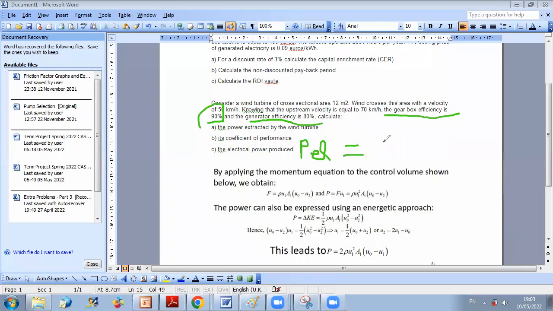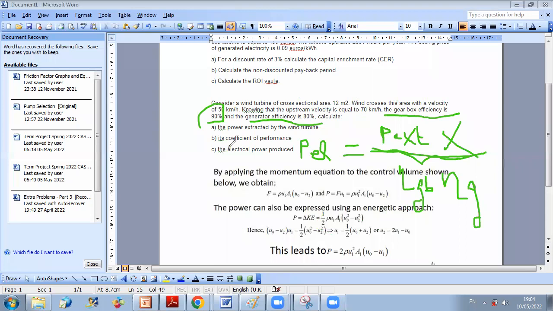the electrical power is the extracted power from the turbine, P extracted, times the gearbox efficiency, GB, and times the efficiency of the generator. Times, not divided, times. I multiply by the gearbox efficiency and I multiply by the generator efficiency. Now if I want to use the maximum power, I multiply by CP as well. Yeah, I multiply by CP.